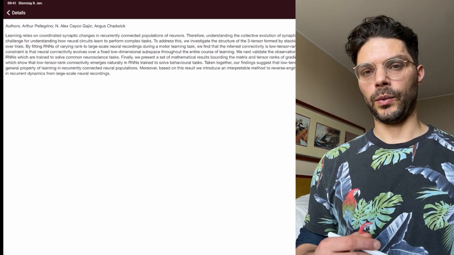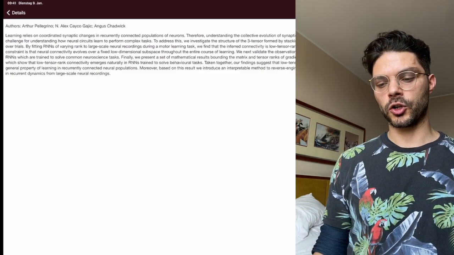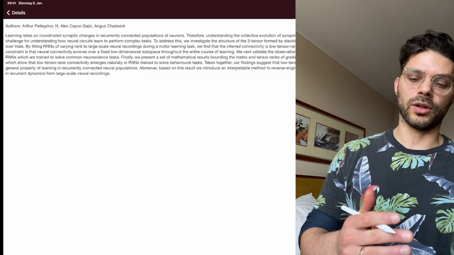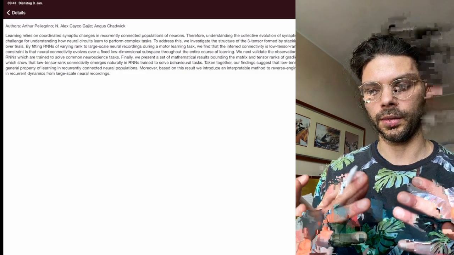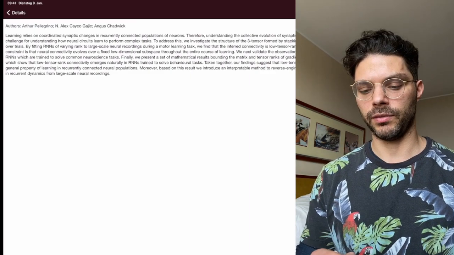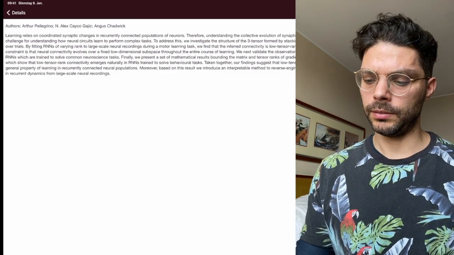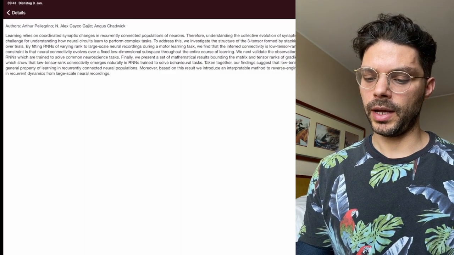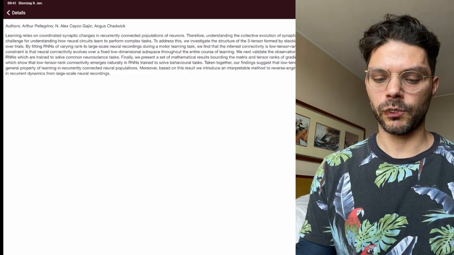Yes, this was cool. One of the things I liked about their paper particularly was that they did some math to show that this is not just something they find empirically, but that the learning process has a bound on the tensor rank of the connectivity that you learn. Finally present a set of mathematical results bounding the matrix. Yeah, exactly. We show that low tensor rank connectivity emerges naturally in RNNs.